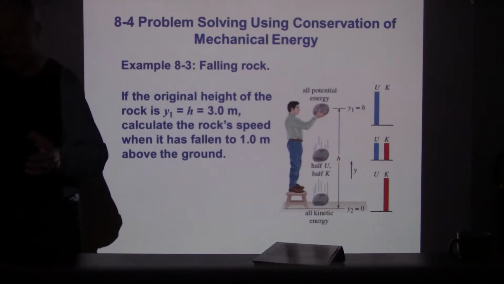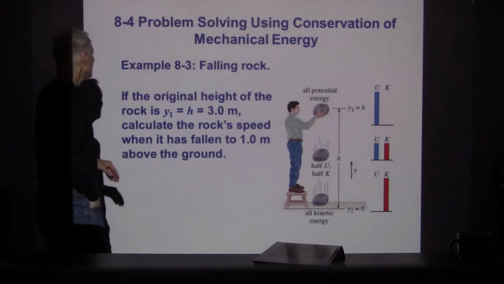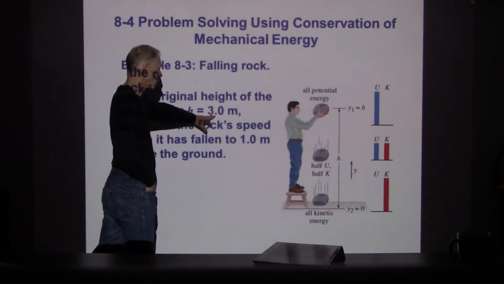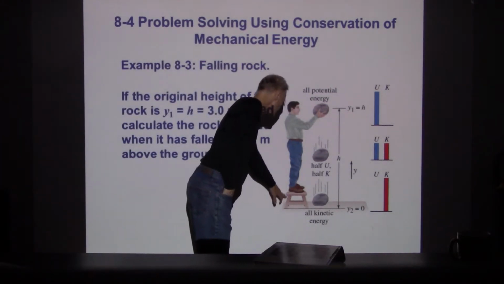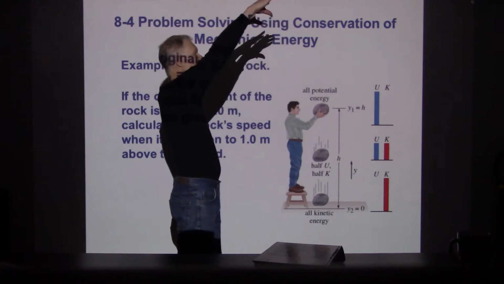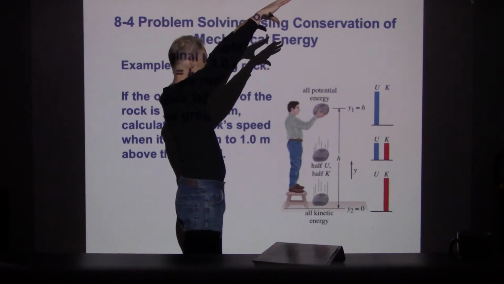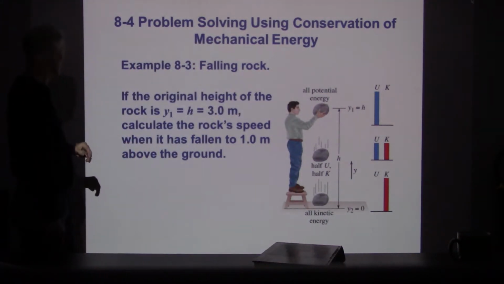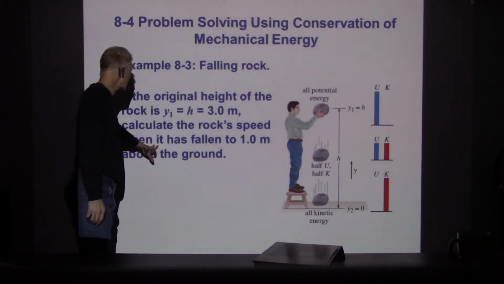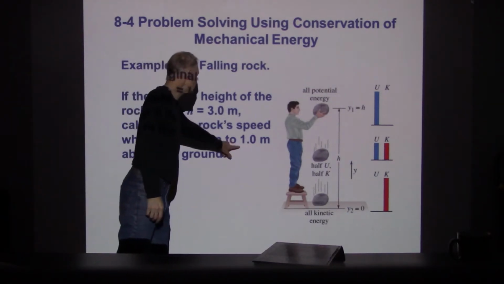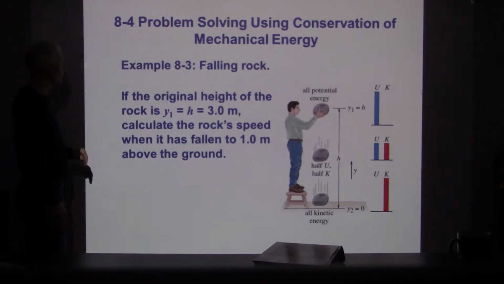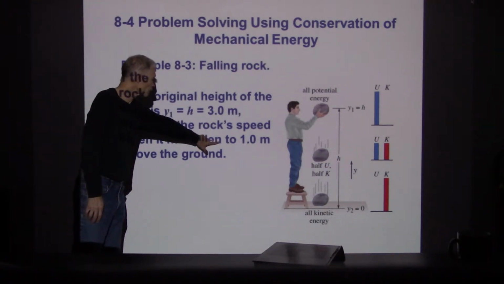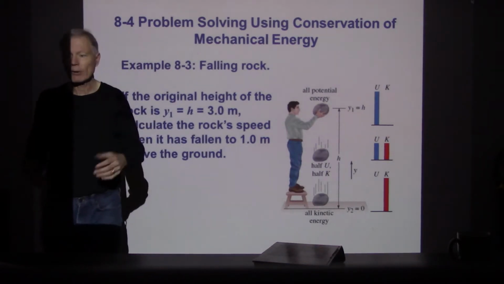So here's an example they're asking us now. They're saying that what we're going to do is start at the 3 meter mark. So we're going to stay up here at 3 meters. I need to stand on a stool and drop this rock and calculate the speed once it has fallen to the 1 meter mark above the ground. So I guess what we're doing is starting at 3 meters and letting this drop to 1 meter and seeing how fast it's going.